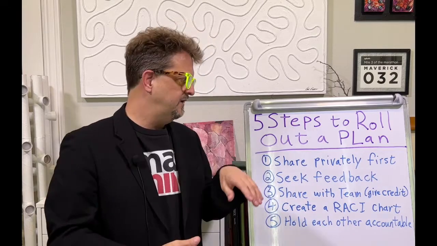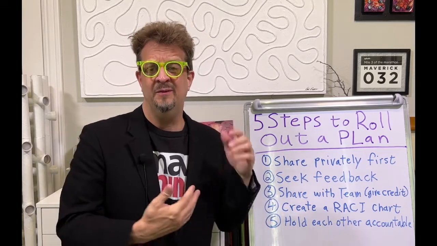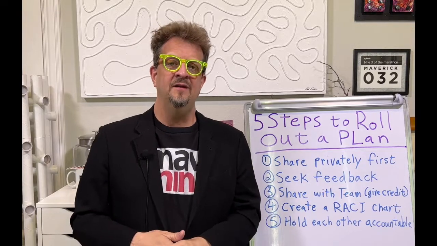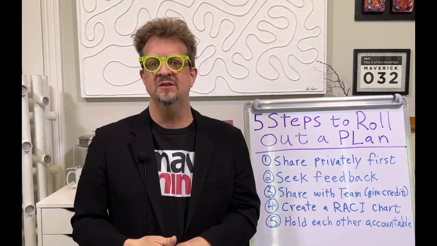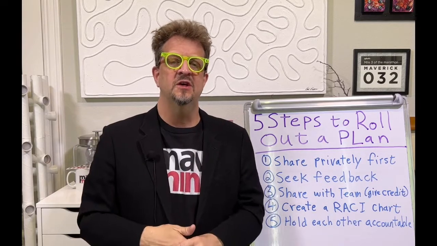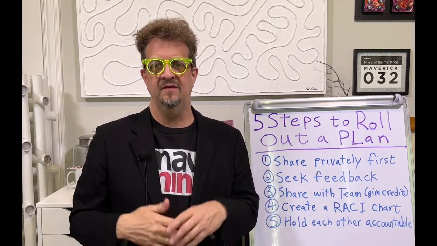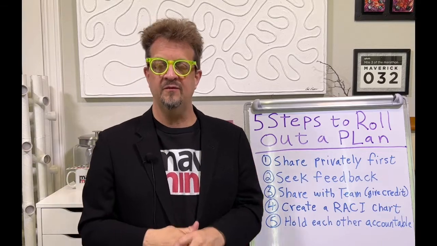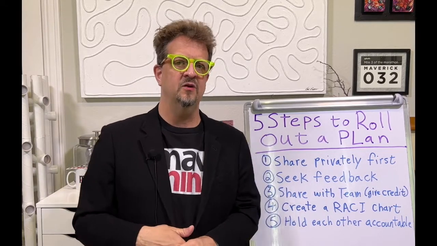And so I've come up with 5 steps. These are pretty much the 5 steps I use, and it's a MavMind type of approach because it addresses all that subconscious, uncomfortable awkwardness of rolling out a plan and makes it really easy. And I've used these steps successfully myself with my teams that I've managed over the years.